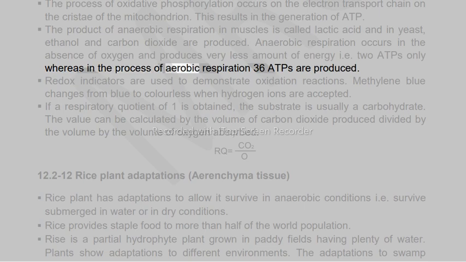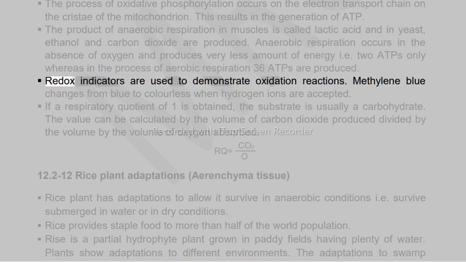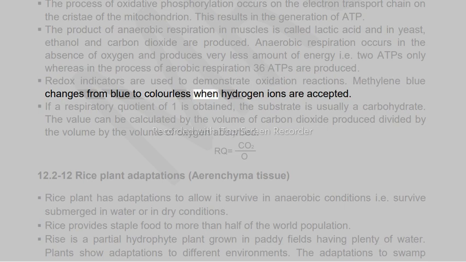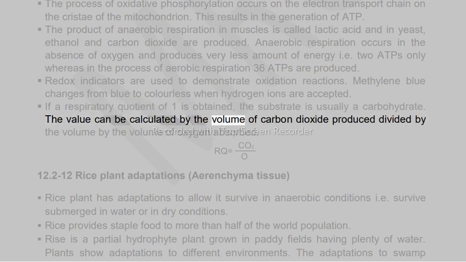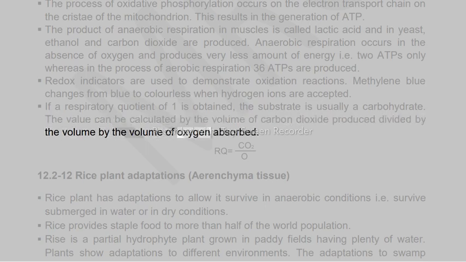Whereas in the case of aerobic respiration, 36 ATPs are produced. Redox indicators are used to demonstrate oxidation reactions. Methylene blue changes from blue to colorless when hydrogen ions are accepted. If a respiratory quotient of 1 is obtained, the substrate is usually a carbohydrate. The value can be calculated by the volume of carbon dioxide produced divided by the volume of oxygen absorbed.